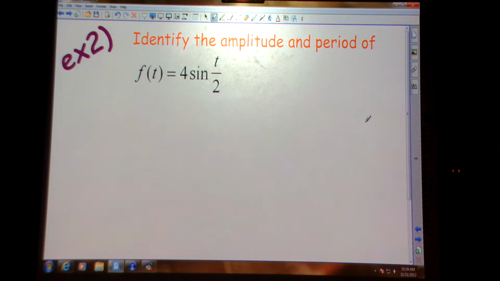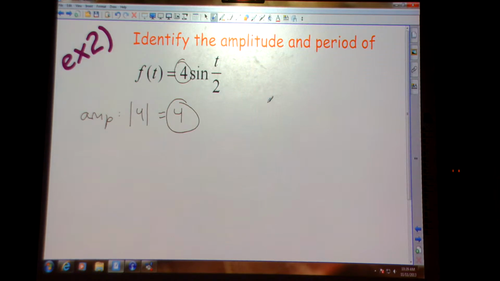4 sine t over 2. Okay, so my amplitude is going to be the absolute value, in this case, of 4, which is just 4. There's a stretch of 4.